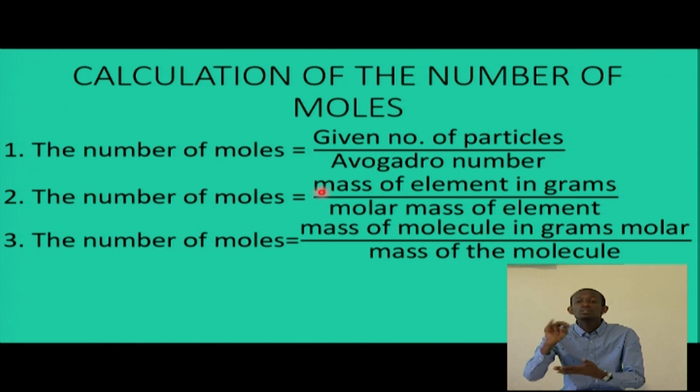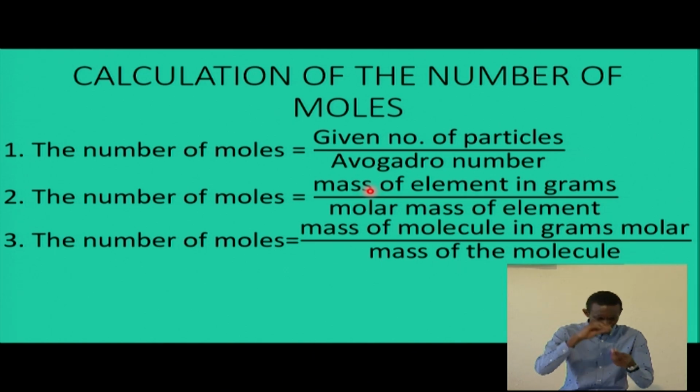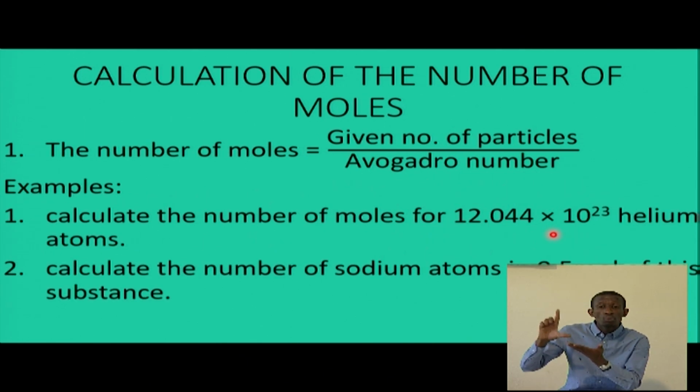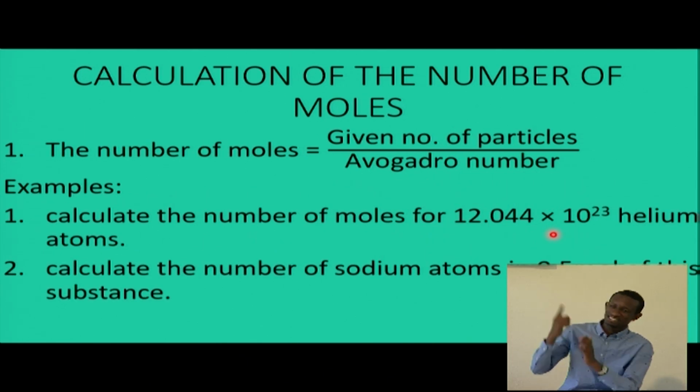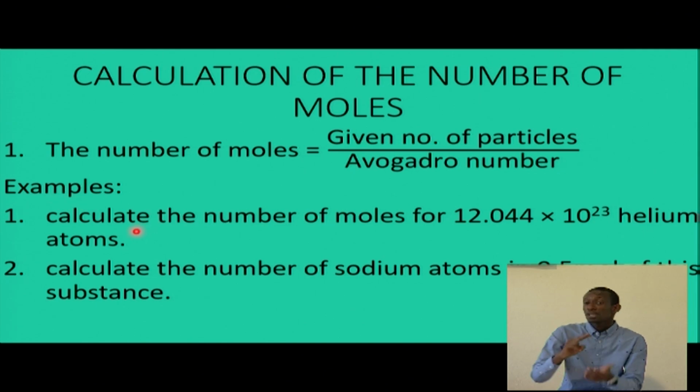The number of moles can also be calculated if you use mass. We have the total mass of particles, and we know the molar mass of 1 mole of particles. You can get the number of moles. As well, you can get it when you use the mass of a molecule over the mass of the molecule, in grams per mole, so you have molar mass and the mass of molecule. And here we have the example. As we are used to this, the second one will be done as your exercise.